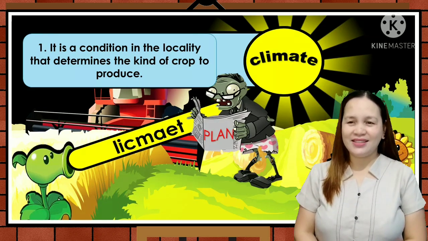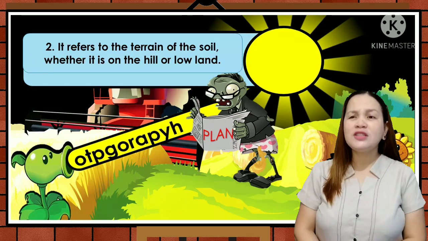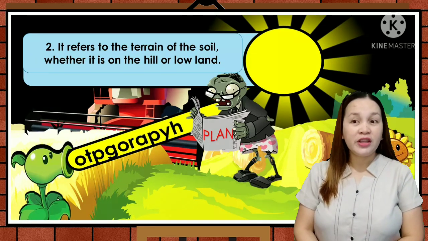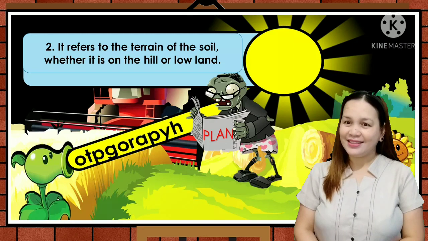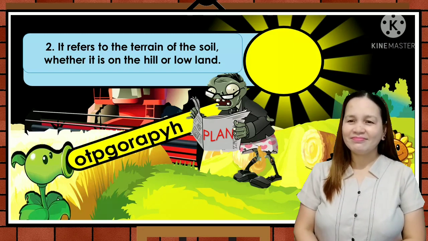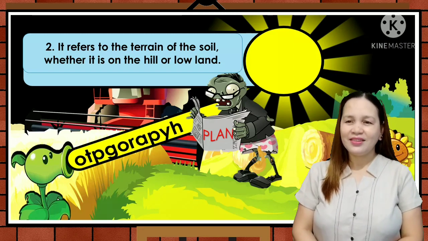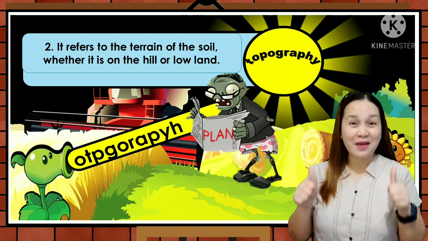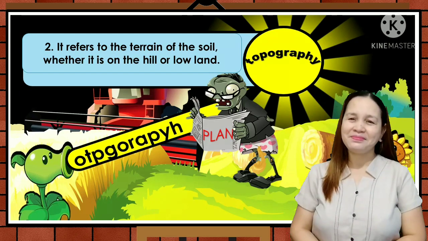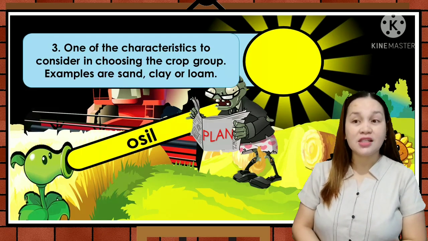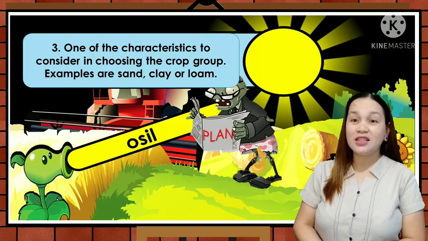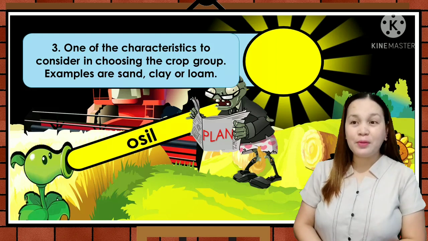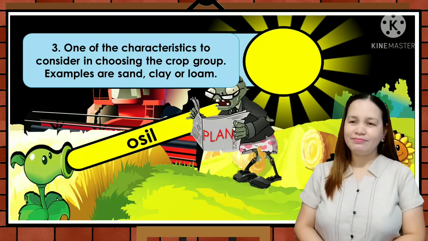Yes, climate. Number 2. It refers to the terrain of the soil, whether it is on the hill or lowland. Very good, Precious. Topography. Thumbs up. Number 3. One of the characteristics to consider in choosing the crop group. Examples are sand, clay, or loam.